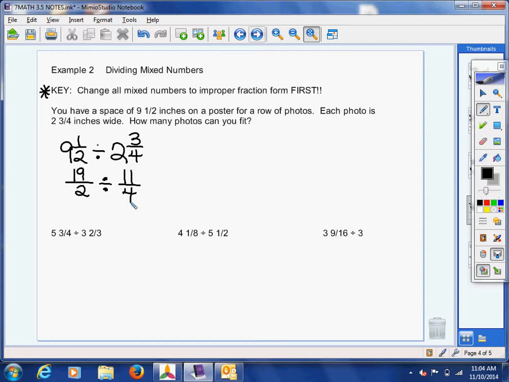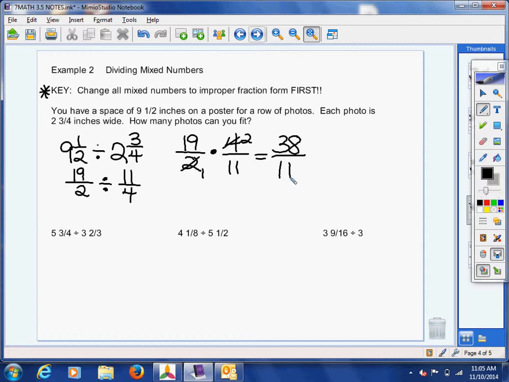So Todd, what would that look like? 19 times 4/11. You got it. Okay. And you know me, I love my cross canceling. It helps me keep my numbers low. So what number reduces 2 and 4? 2. So what's 2 divided by 2? 1. And 4 divided by 2? 2. Let's multiply straight across the top. What's 19 times 2? 38. 1 times 11. 11.